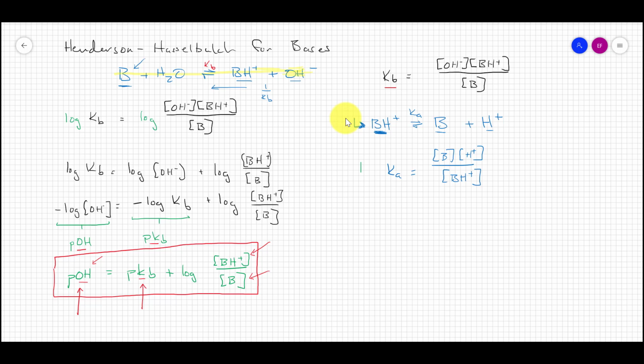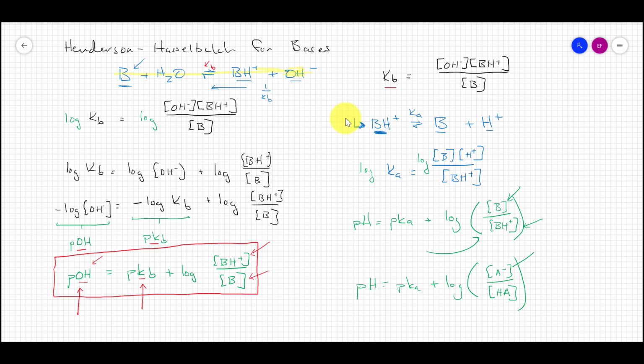We would log both sides of this, and what we'd end up with is pH equals pKa plus log of the base over the protonated form of the base, which is the exact same expression as what we derived in the previous video, pH equals pKa plus log. In that case we used A minus over HA. Either way, they're exactly the same, right? It's base over protonated form, or it's conjugate base over the weak acid, but these are literally the same expression. So you can use either to solve these things.